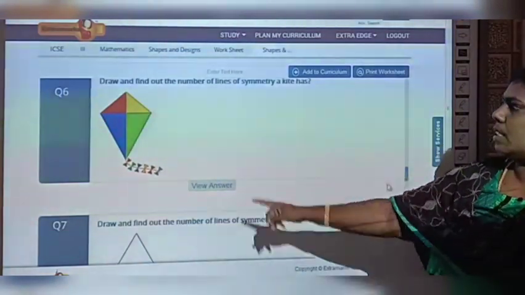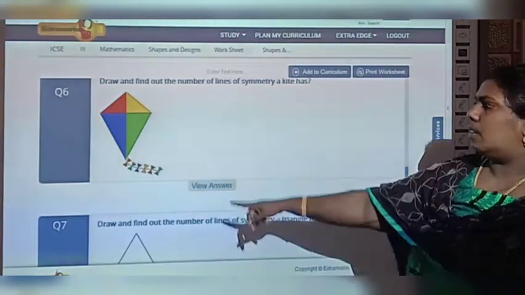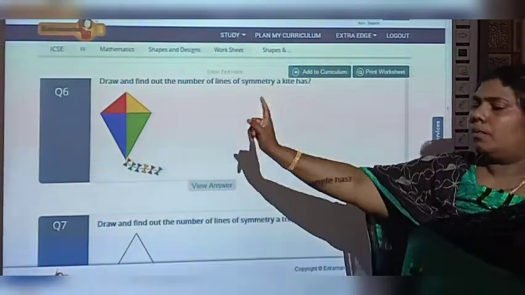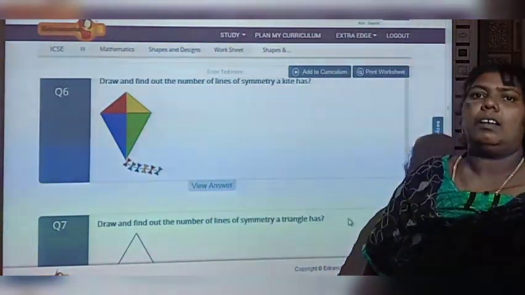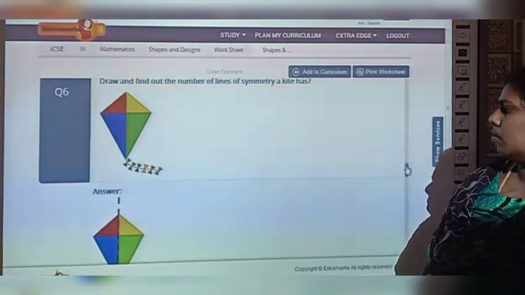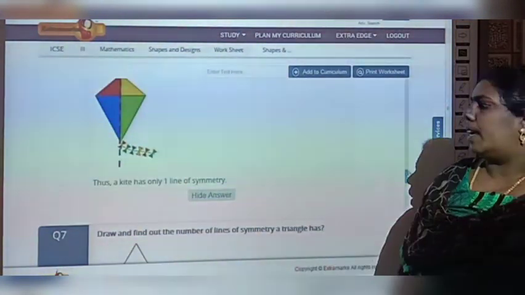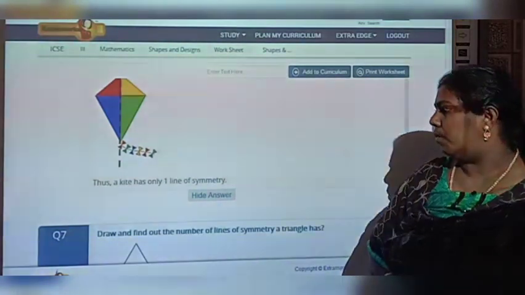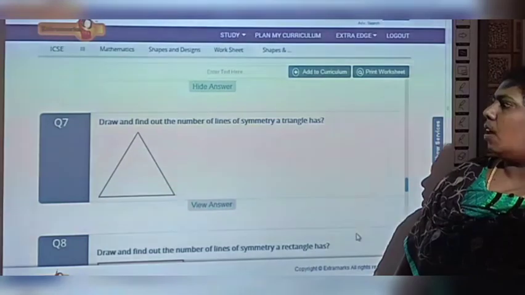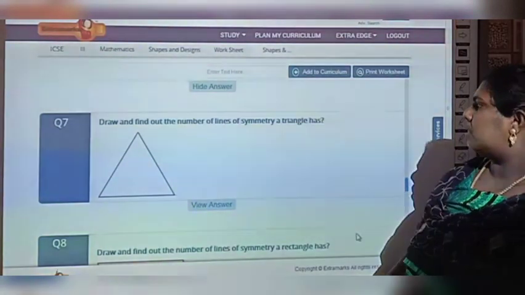See this kite. Here also you can draw, isn't it? Horizontally or vertically? Here we can draw the line of symmetry vertically, right? A kite has only 1 line of symmetry. Next, draw and find out the number of lines of symmetry in a triangle.